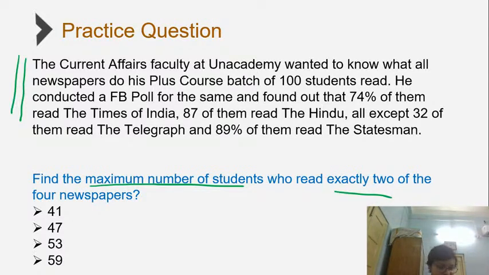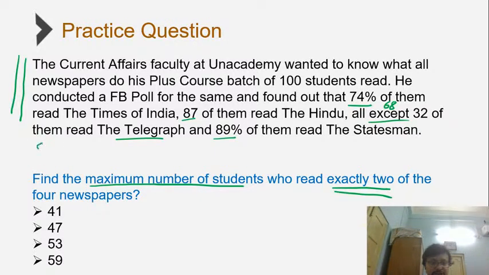Answers: maximum number of students who read exactly 2. So you need to maximize people in the exactly 2 newspapers category. For starters, the total count is 74, 87, the Telegraph is 68, all except 32 would mean 68 people read the Telegraph, 89 read the Statesman.